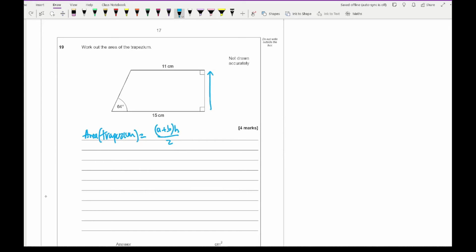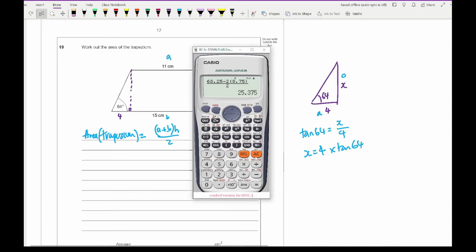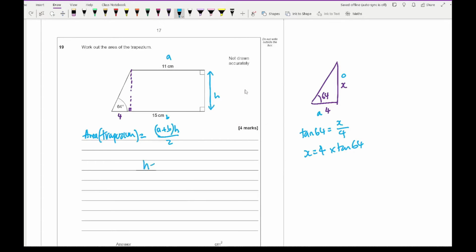So first things first, I need to work out what h is, because a is 11 and b is 15. For this, I'm going to need to use trigonometry. The difference between the two lengths is 4, so I've got my triangle. This is 64, this is 4, and I need to work out what this length here is going to be. Using trigonometry, labelling the triangle, I've got the opposite and the adjacent. So tan 64 equals x over 4, so x equals 4 multiplied by tan 64. If I type that into my calculator, 4 times tan 64, that gives me an answer of 8.201. So here h equals 8.201.